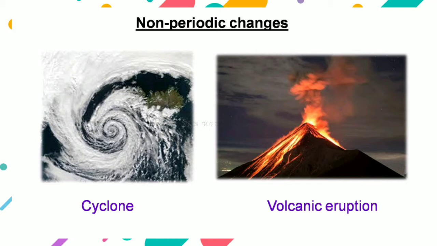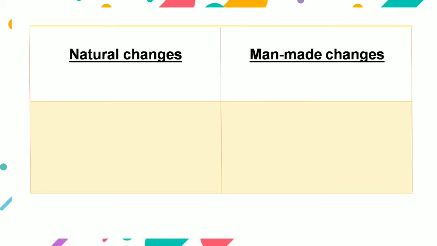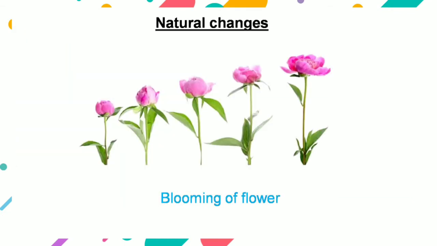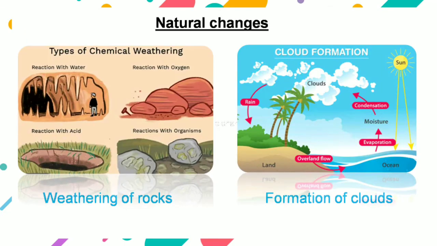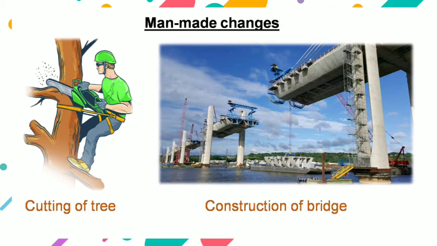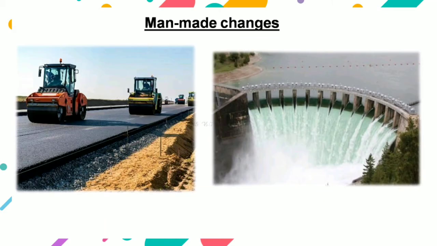Next category of changes is natural and man-made changes. The changes that occur naturally are called natural changes. For example, weathering of rocks, blooming of flowers, formation of clouds, etc. occur naturally. And the changes that occur due to the action of human beings are called man-made changes. For example, cutting of trees, construction of bridges, construction of roads, and construction of dams are done by human beings.